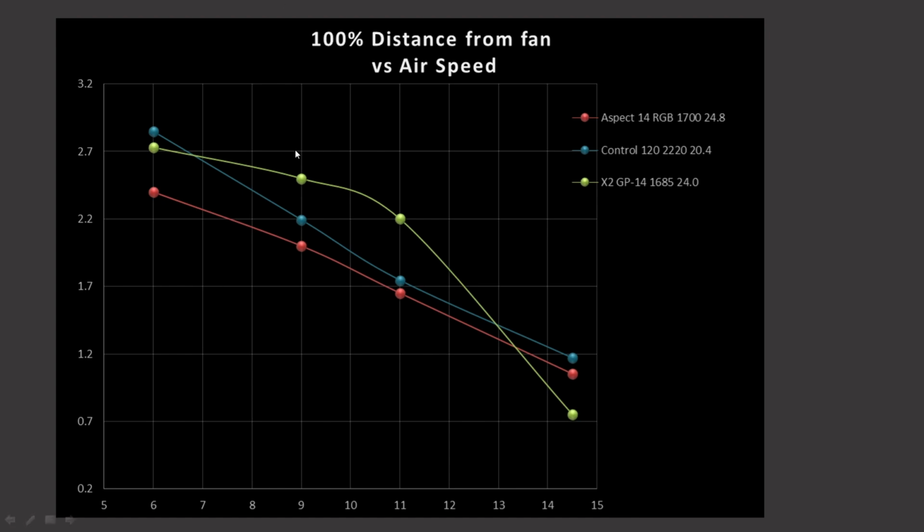So at 100% PWM fan signaling, we do see that the X2GP starts off significantly better than the Aspect. However, it loses performance pretty suddenly between the 11 and 14.5 inch mark, indicating that it has a semi-concentrated airflow, and then it just kind of dissipates into nothingness. While the Aspect lines up fairly closely with my control fan, just a little bit off the beaten path at that 14.5 inch mark. Overall, not a bad result.